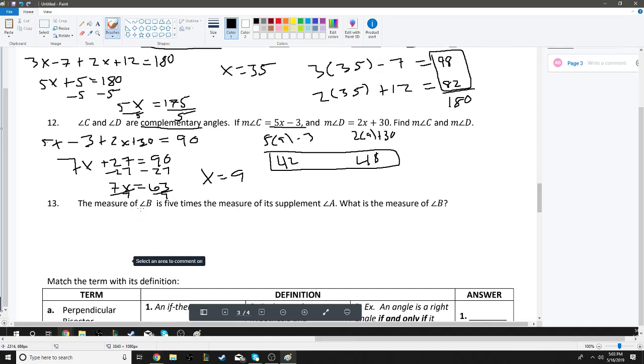We have to read carefully. This says B is, so you're going to write B, and the math symbol for is equals 5 times the measure of its supplement A, so B equals 5A. It also said that word supplement, which means that B and A together should add to 180 degrees, because that's what supplementary means. Now notice we have B and 5A. What I'm going to do is take this B out, and replace it with 5A. That's called the substitution property.